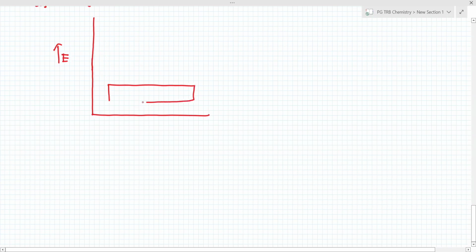Please write the graph. Graph for that. This is the energy level. Is the conduction band? Sorry, is valence band?